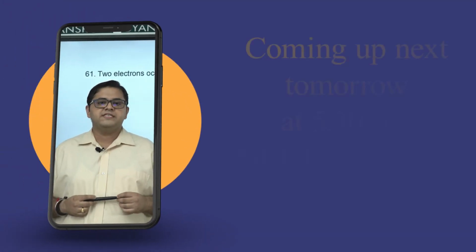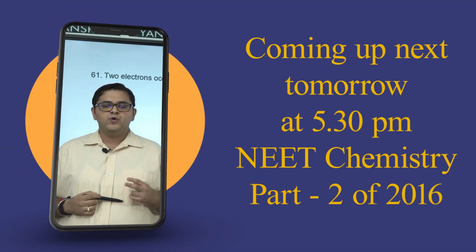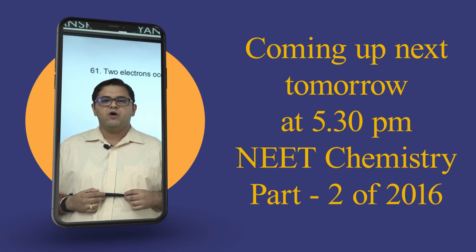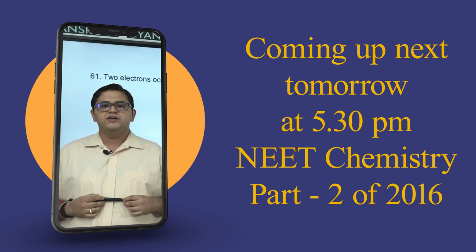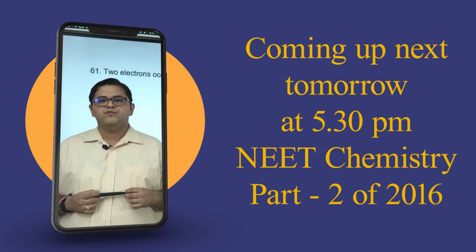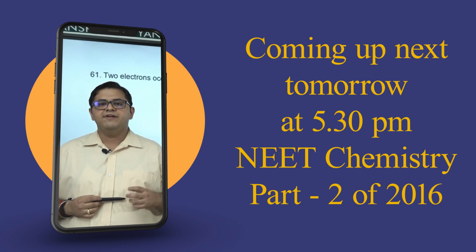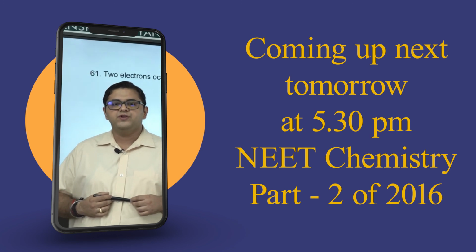So question number 61 is on your screen. Two electrons occupying the same orbital are distinguished by. So this question comes from the structure of atom chapter of your class 11 NCERT. So now we are moving to the solution part.